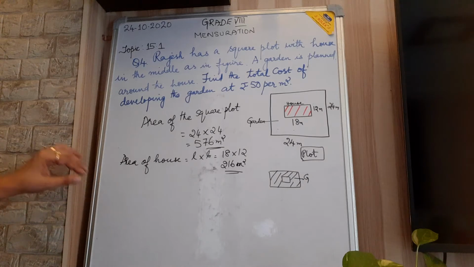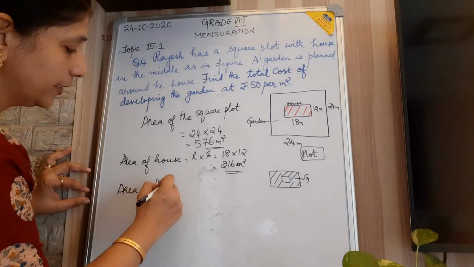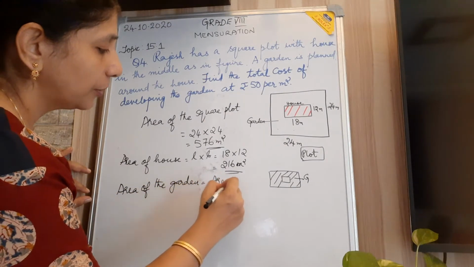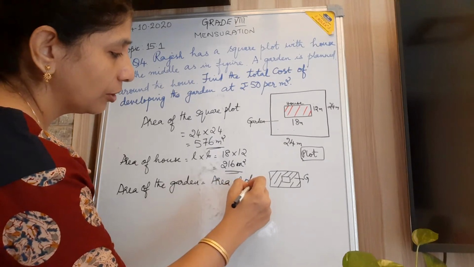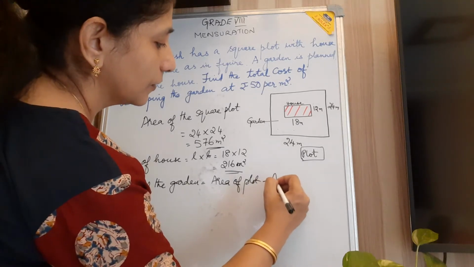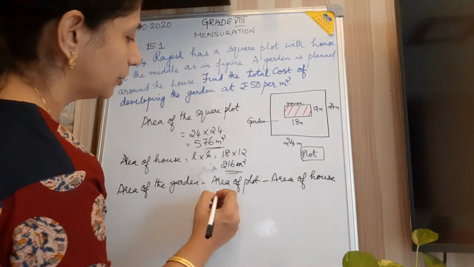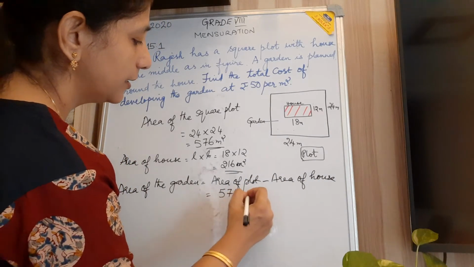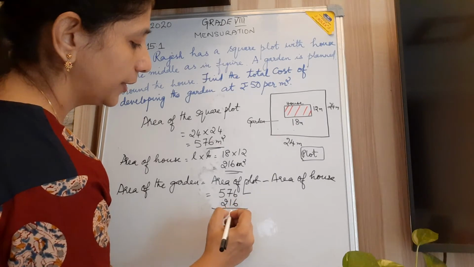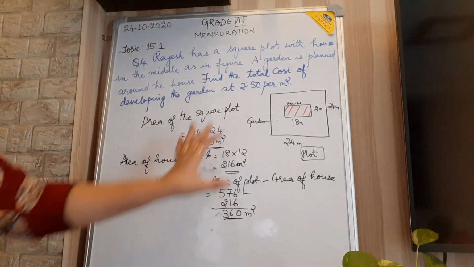Now what you have to find out? The area of the garden. Area of garden is the difference between both the areas, equal to area of the plot minus area of house. We got for the plot 576, minus we got for the house 216. So it is 360 meters square. So you got the area of the garden.